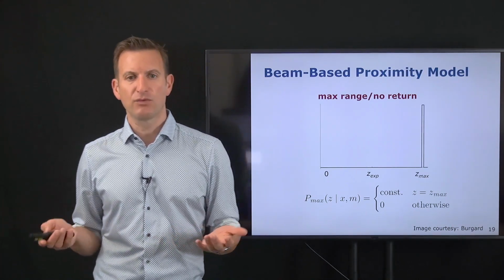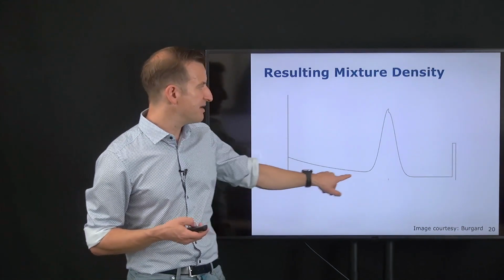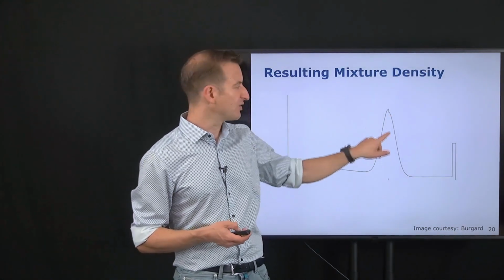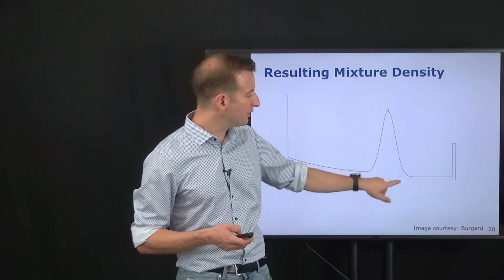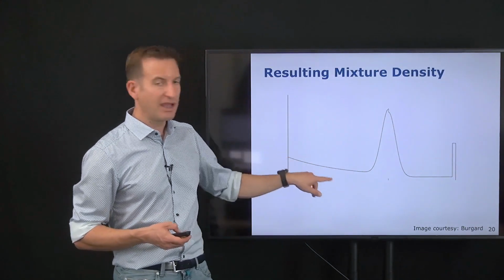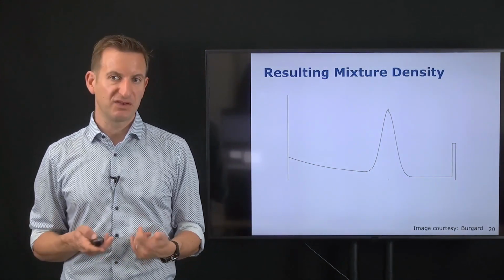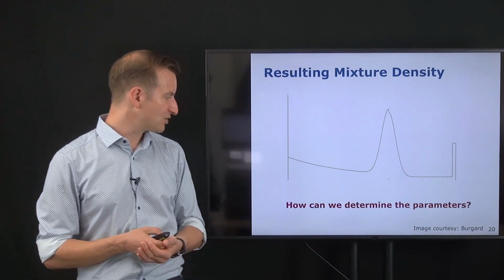If I now take those 4 models into account and sum them up, I will get this resulting mixture density function, with a small dent over here, a small uniform probability, the max range probability, the Gaussian, and my exponentially decaying functions. And this is what the resulting mixture actually looks like.